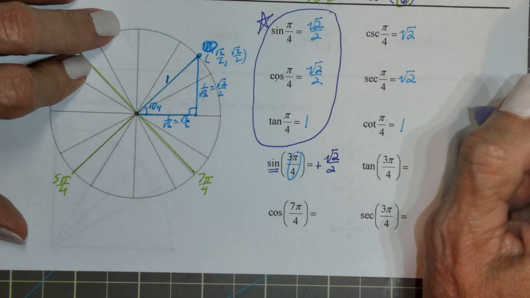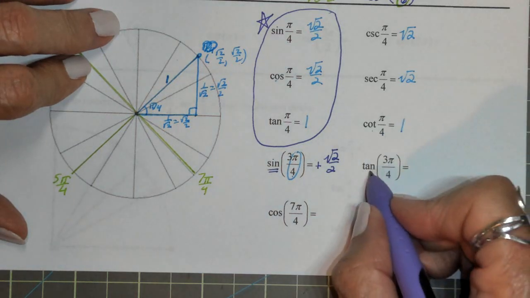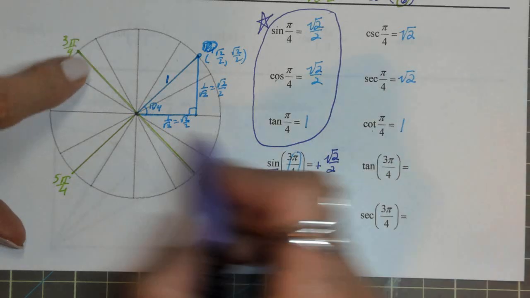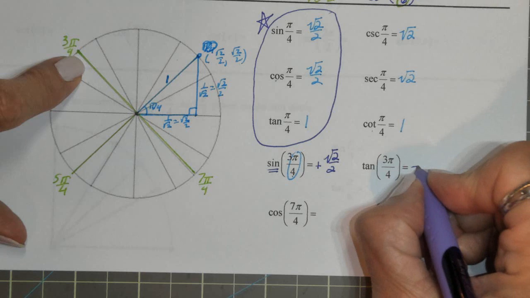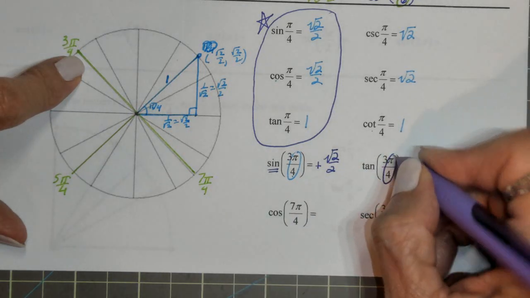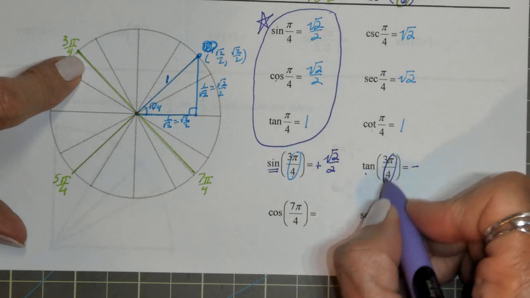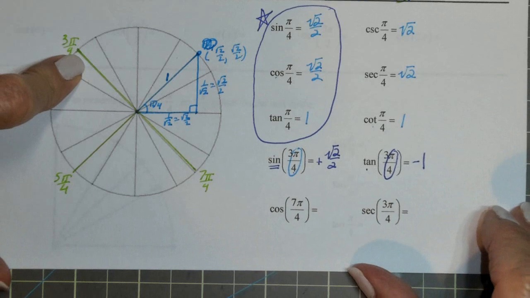Get yourself some flashcards, do whatever it takes to memorize that. Okay, tangent of 3 pi over 4. We're still in quadrant 2, where tangent is negative. It's a pi over 4 reference angle, and tangent of every pi over 4 reference angle is either 1 or negative 1.